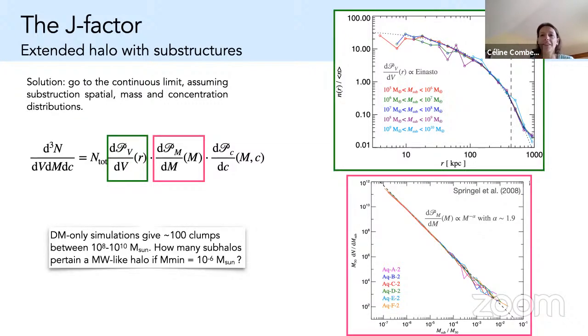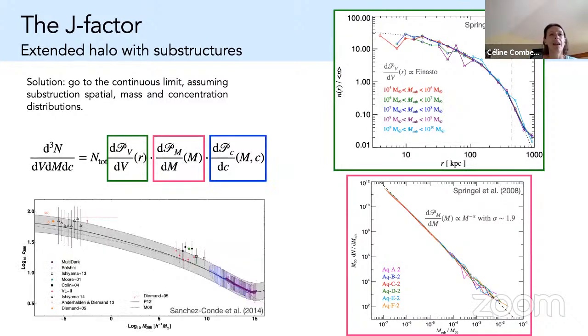We're not going to do this exercise here, but a quick question for you, maybe to work out later. If a simulation tells me there are about 100 subhalos between 10 to the 8 and 10 to the 10 solar masses, how many subhalos do I expect from a Milky Way-like host halo if the minimum mass is 10 to the minus 6 solar masses? This is just to get an order of magnitude of what we're dealing with, but you can do this later.